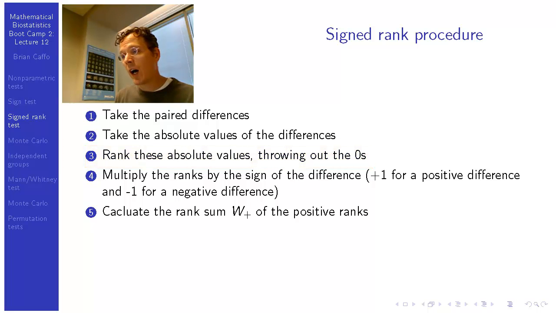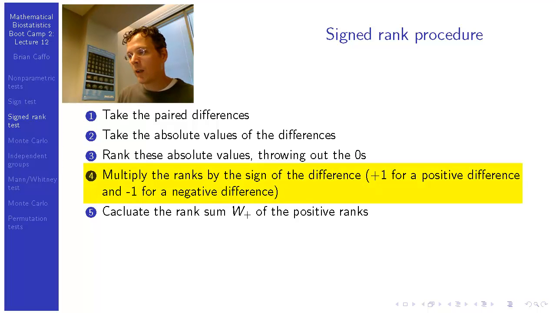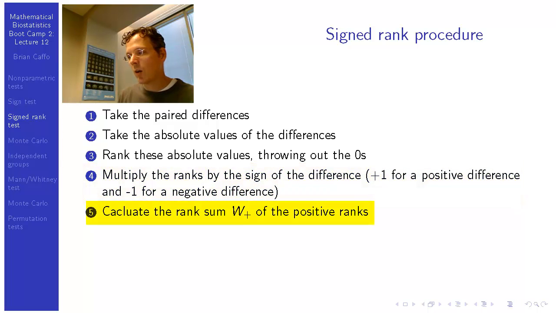And if there's ties, there's a difference between ranks of 0 and ties. If there's ties, in other words, two differences are identical but non-zero, then we use the average rank. We assign the average rank to those. And then after we've done the ranking, we multiply them by the sign of the difference, +1 for a positive difference and -1 for a negative difference. And then we calculate the sum of the positive ranks, and that's the signed rank test.